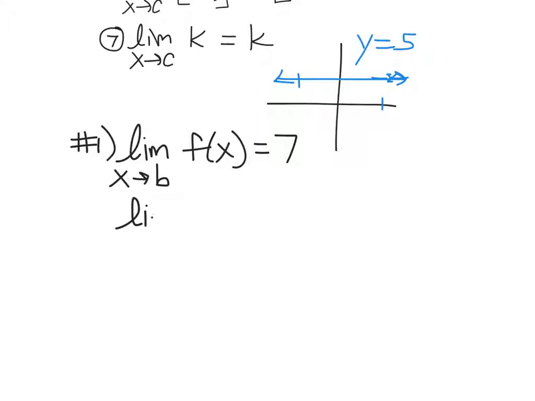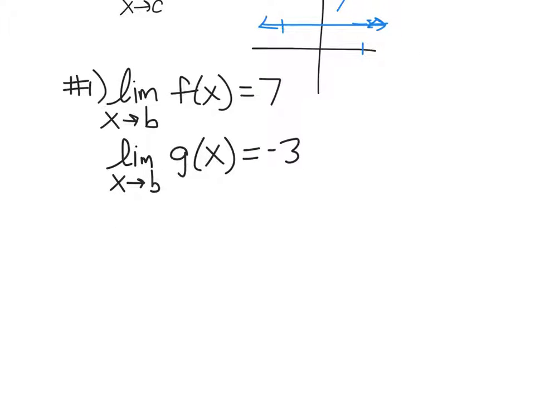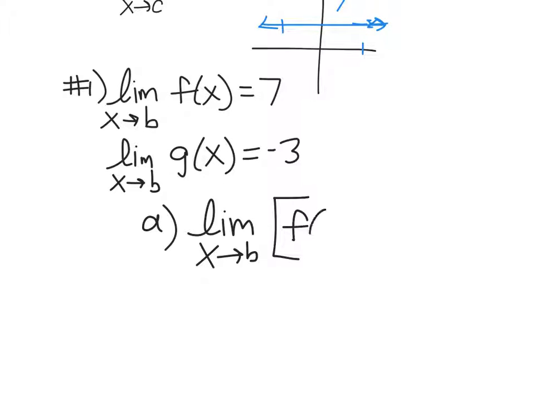And then the limit as x goes to b, it always has to be going to the same number or else these properties don't work, for g of x, we're told is equal to -3. Now, like I said, we don't know what f of x is or g of x is. But they're going to ask us to evaluate the limits of some things. So here we go. Letter A. Find the limit as x goes to b for f of x minus g of x.